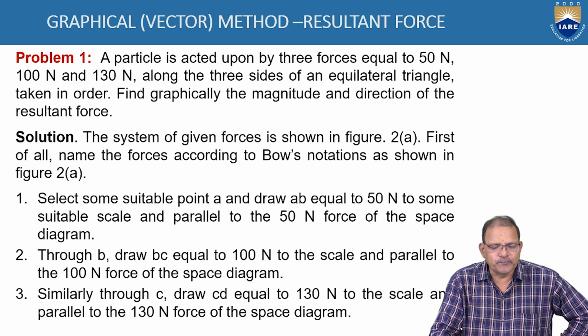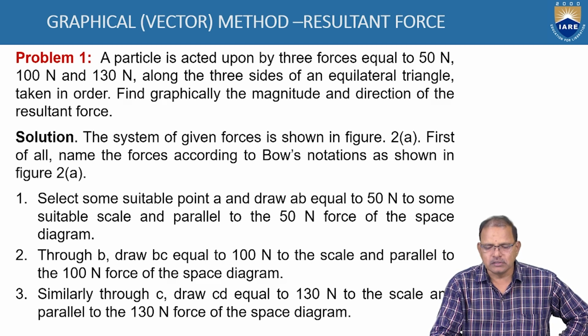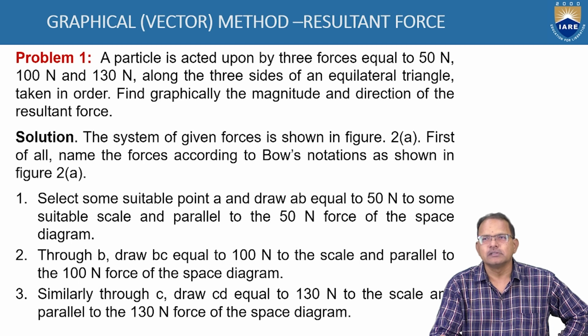The problem is: a particle is acted upon by three forces equal to 50 newtons, 100 newtons and 130 newtons along three sides of an equilateral triangle taken in order. Find graphically the magnitude and direction of the resultant force.